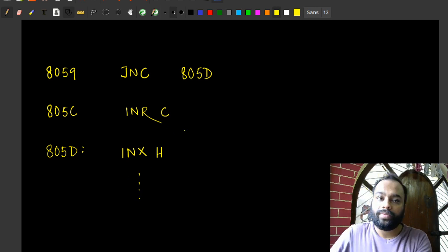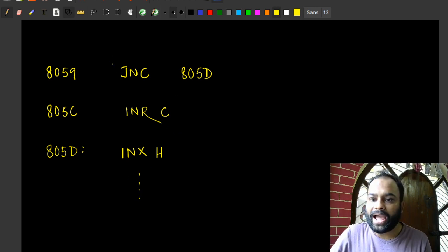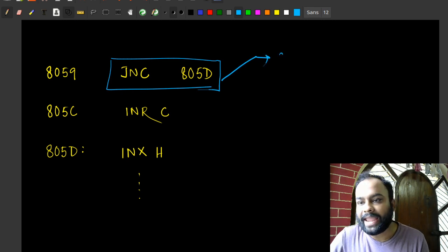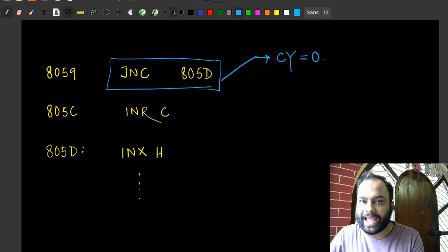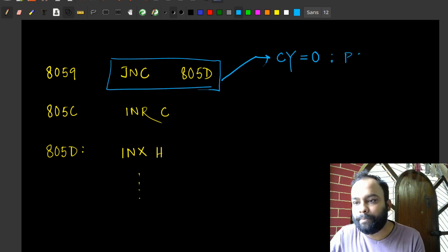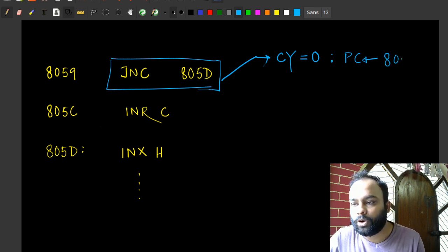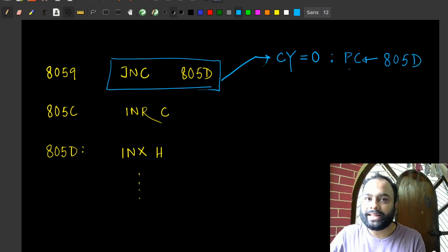So now there are two possibilities. When I am executing this instruction, it checks for the carry flag. If the carry flag has not been set, then it sets the program counter to this 805D, so that the next instruction that is executed is this one, and it skips over this instruction. This instruction is skipped over.